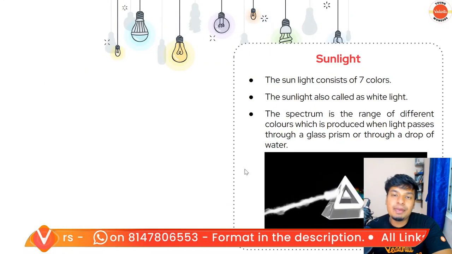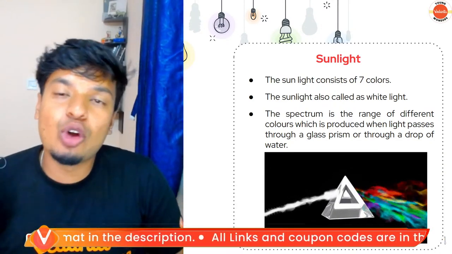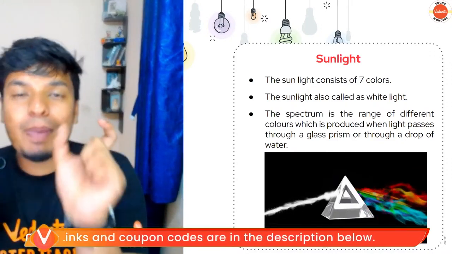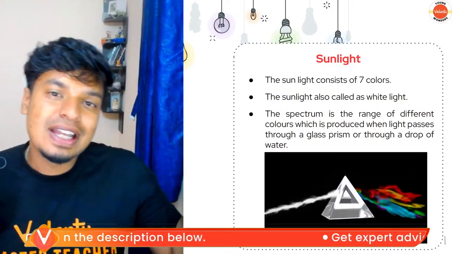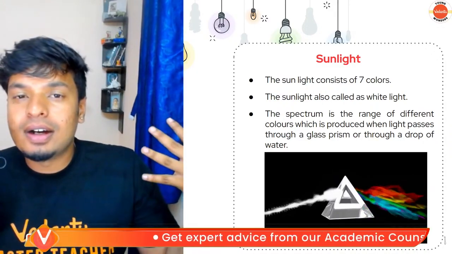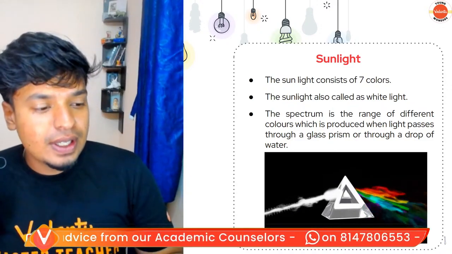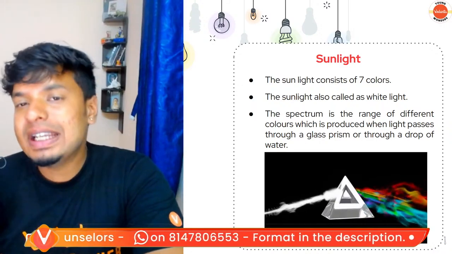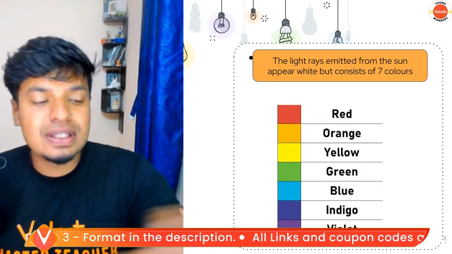Basically, sunlight consists of 7 different colors. So sunlight is not white. It is made up of 7 different colors. It is called as the spectrum. The band of colors is called spectrum. What is the band of colors? Vibgyor, V-I-B-G-Y-O-R. The process of splitting of white light into its component colors is called as dispersion. It can be done with the help of a prism. Okay, this is the band of 7 colors, guys.